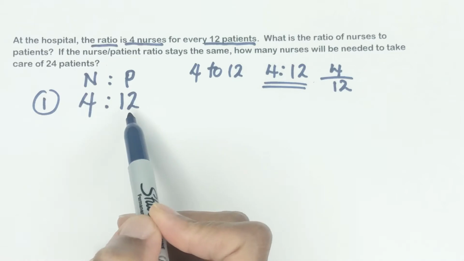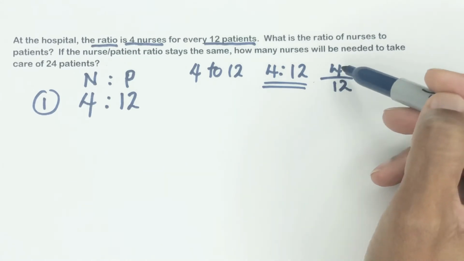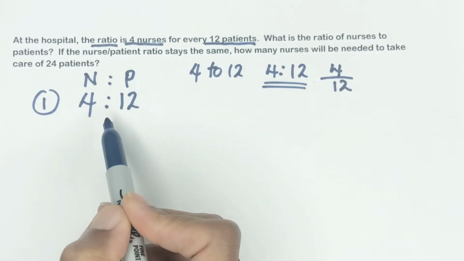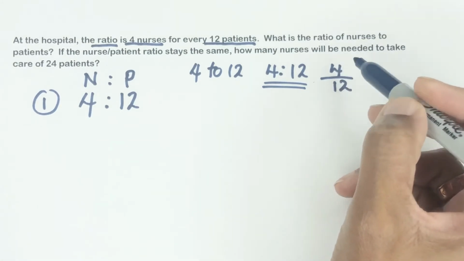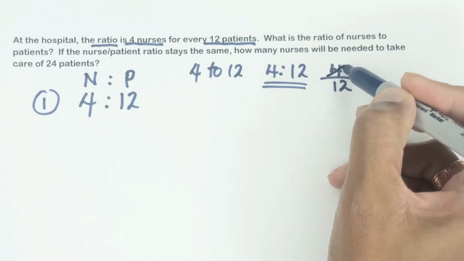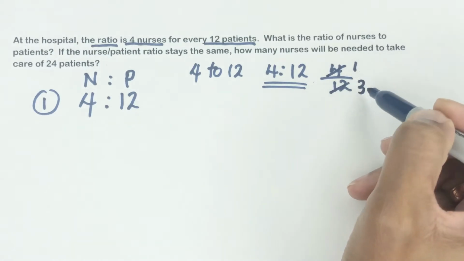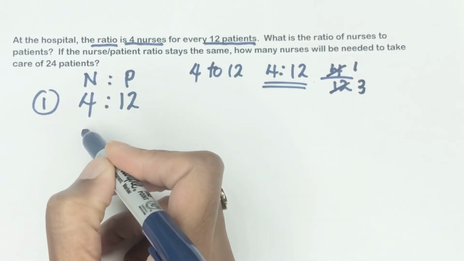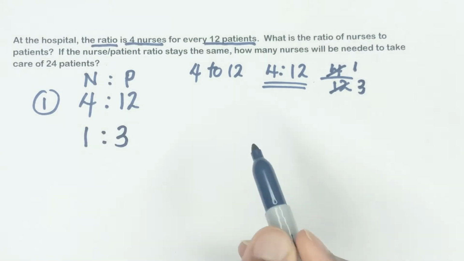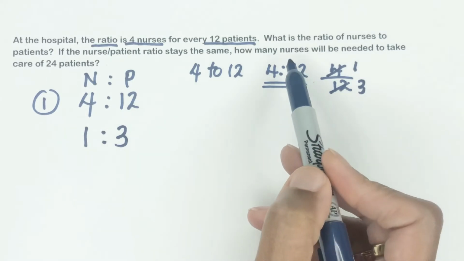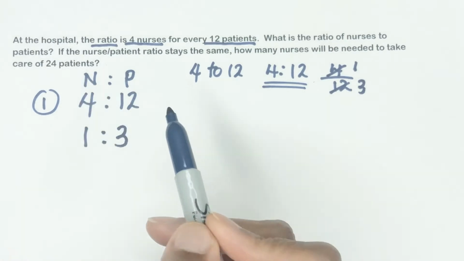So if there's 4 nurses for every 12 patients, then you can see that these two numbers, if you were looking at it in a fraction format, have a common factor of 4, don't they? If we divide by 4, 4 goes into 4 once and 4 goes into 12 3 times. So the ratio is 1 to 3, written as 1 to 3 after it's been simplified. So we've actually answered the first question already. What is the ratio of nurses to patients? It's 1 to 3.